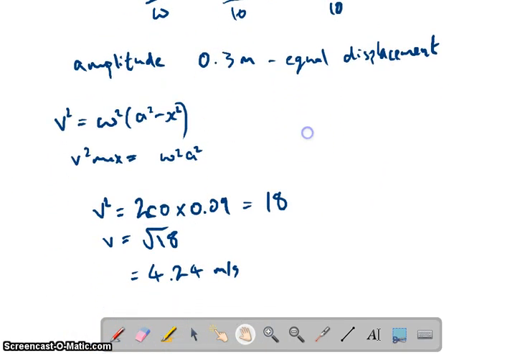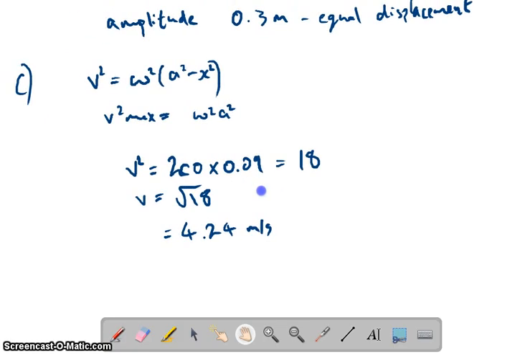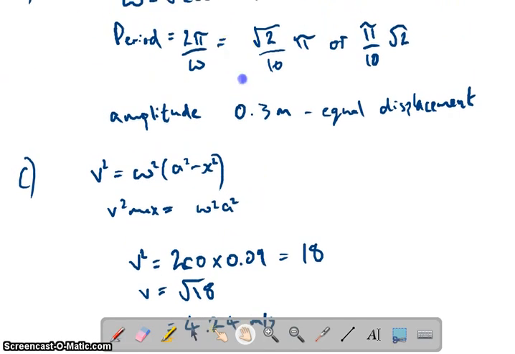Then the final question asks us to find the velocity, or the maximum velocity. So the maximum velocity is where the displacement is 0. So using the equation v squared is equal to omega squared times a squared minus x squared, you have that the maximum velocity is just omega squared a squared. We found omega squared before, it was 200. We've got our a is 0.3, so a squared is 0.09. Put those two together, you get v squared is 18, and v is the root of 18, or 4.24 meters per second.